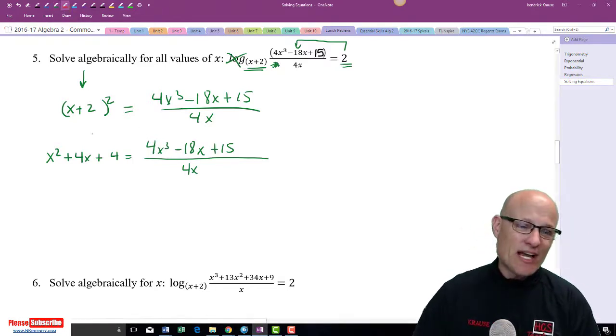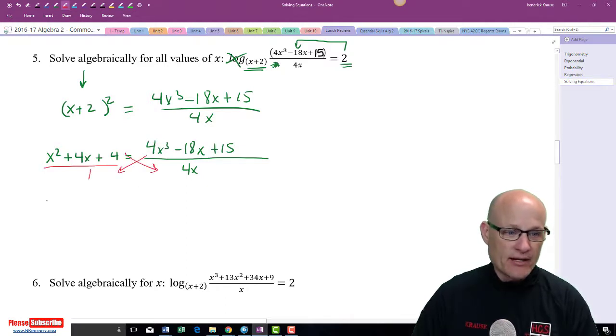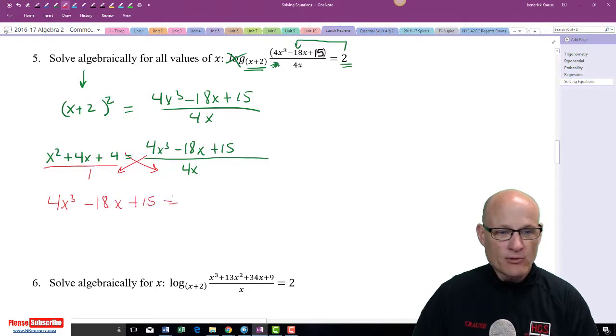Hey, look, kids, if you've got a fraction, always consider cross multiplying. That times that, and that times that. So let's see. This gives us 4x cubed minus 18x plus 15 equals, that was this part. Now we'll do the other part: 4x cubed plus 16x squared plus 16x.